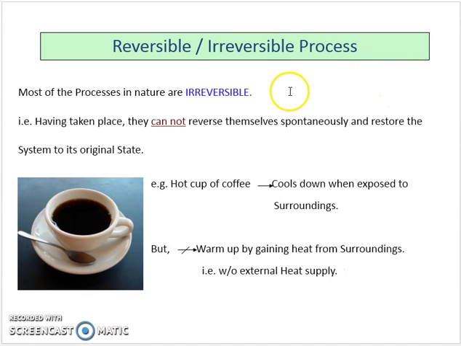Reversible or irreversible process. Most of the processes in nature are irreversible. Having taken place, they cannot reverse themselves spontaneously and restore the system to its original state. For example, a hot cup of coffee cools down when exposed to the surroundings, but does not warm up by gaining heat from the surroundings. Generally, heat is transferred from a high temperature region to a low temperature region, but heat cannot be transferred from a low temperature to a high temperature region without any external devices. That is known as the irreversible process.